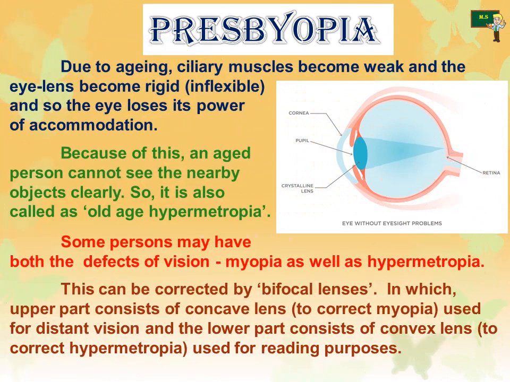Some persons may have both defects of vision, myopia as well as hypermetropia. This can be corrected by bifocal lenses, in which the upper part consists of a concave lens to correct myopia, used for distant vision, and the lower part consists of a convex lens to correct hypermetropia, which is used for reading purposes.